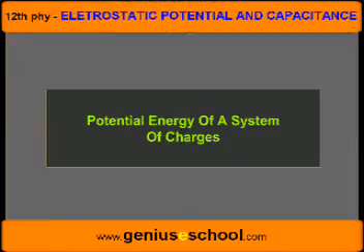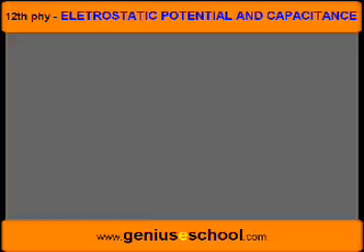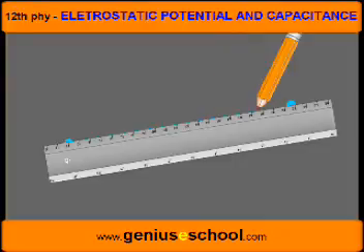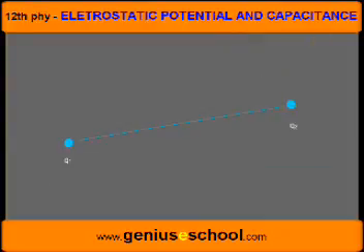Potential energy of a system of charges. Consider the two charges q1 and q2 at the points P and R. r12 is the distance between these two points. Then the potential energy of the system of charges q1 and q2 is directly proportional to the product of the charges and inversely proportional to the distance between them.